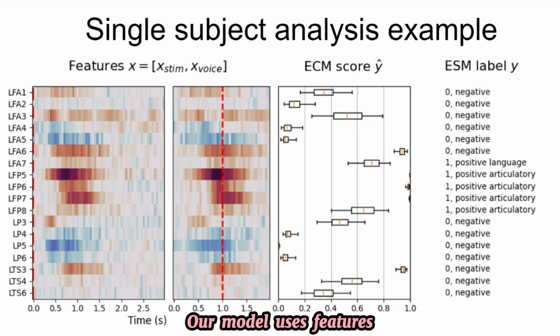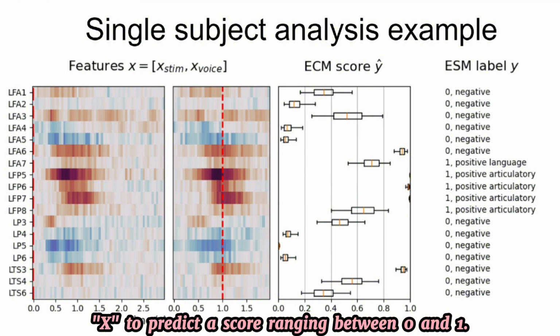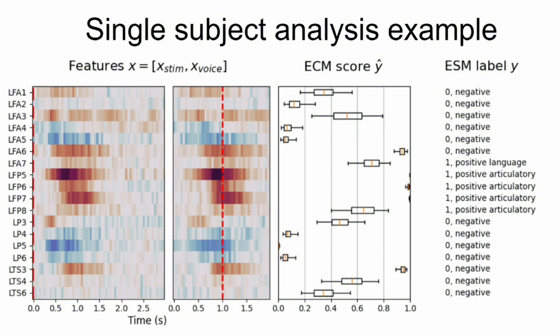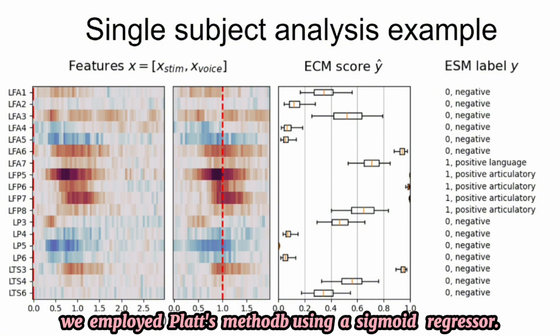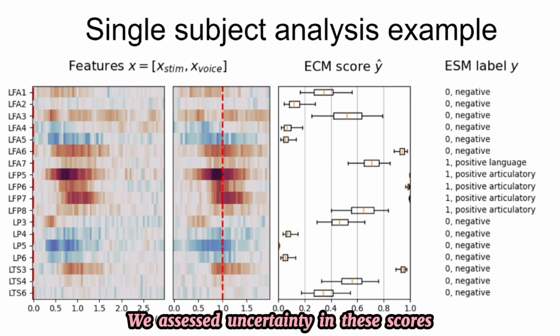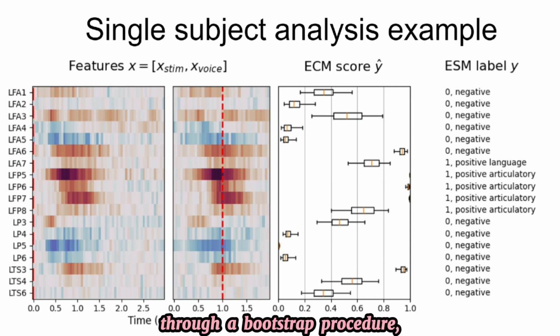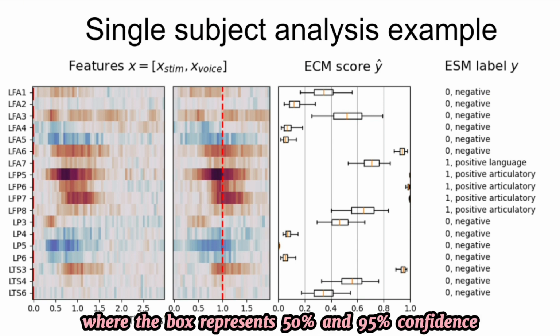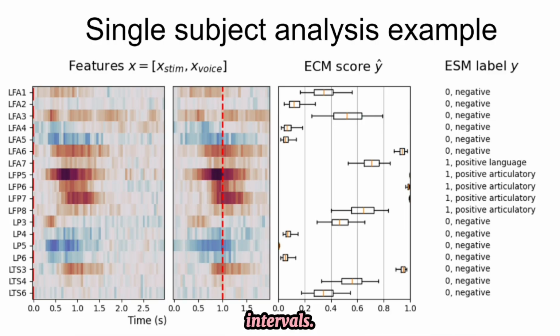Our model uses features X to predict a score ranging between 0 and 1. To enhance model calibration, we employed Platt's method using a sigmoid regressor. We assessed uncertainty in these scores through a bootstrap procedure, where the box represents 50% and 95% confidence intervals.